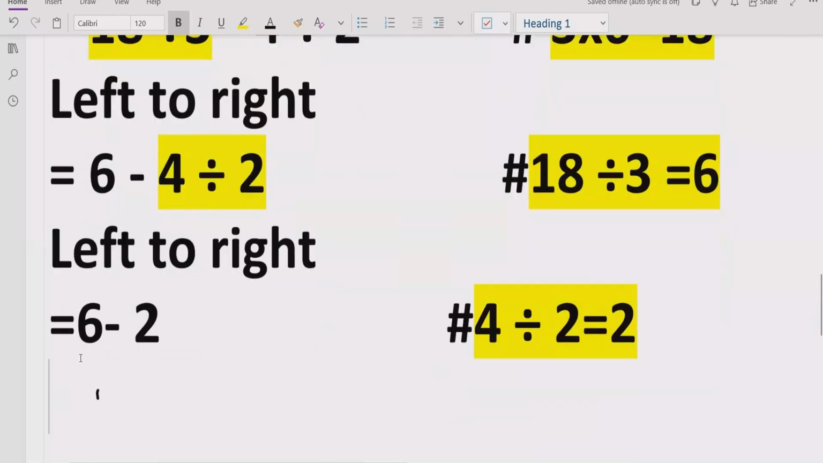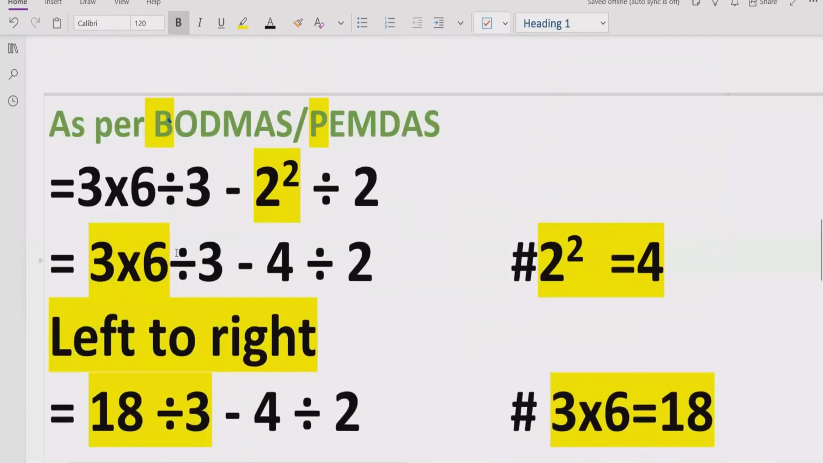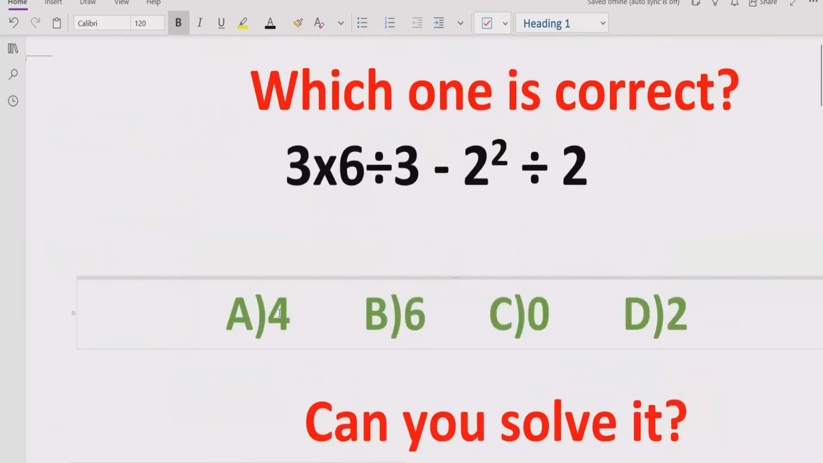So in the end, we have 6 minus 2. Only two terms are remaining, and they are subtracting each other. So now we have the answer, which is 4. So the answer of this expression using the PEMDAS and BODMAS rule is 4. If you see the answer list, answer A is the correct answer. I hope you understand how you can solve this expression using the PEMDAS and BODMAS rule and get the correct result. So that's it for today.